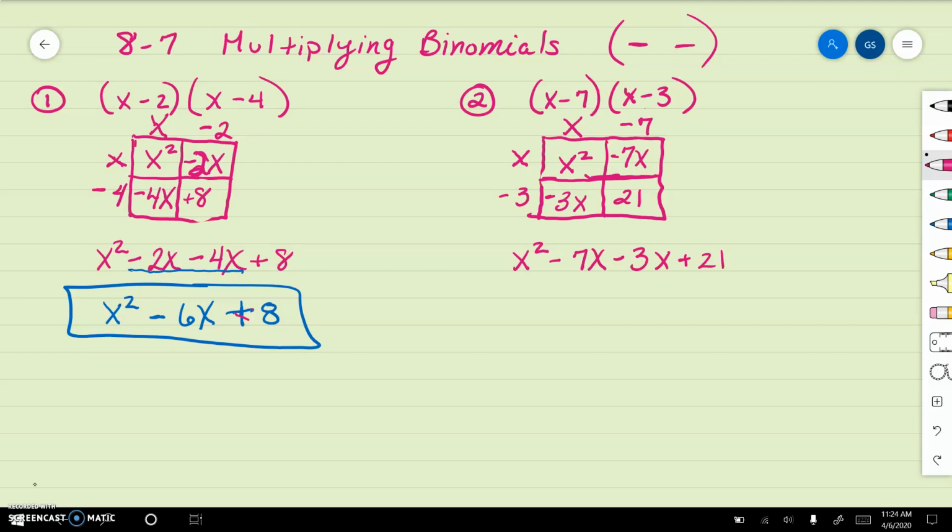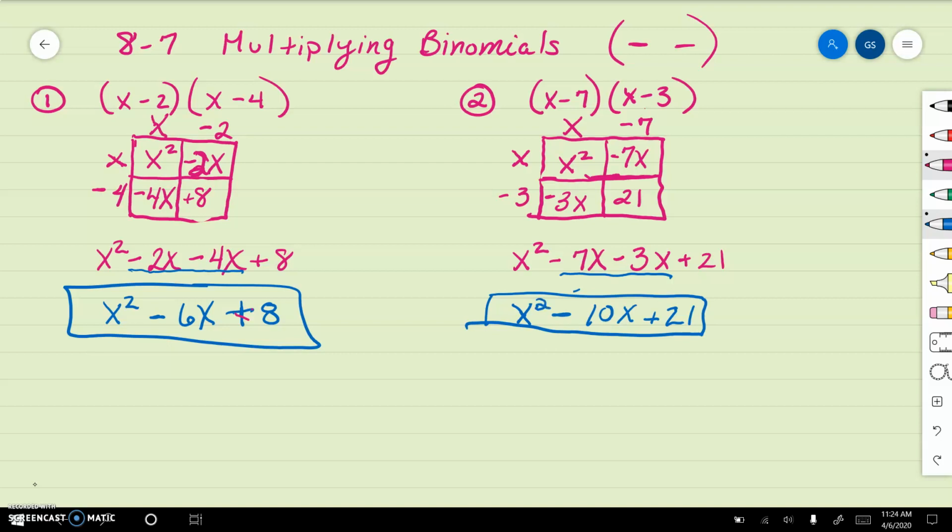We combine like terms, bring down the x squared. Negative 7x minus 3x is negative 10x, and then plus 21. And that's the answer. Oh, I forgot my little squared here.